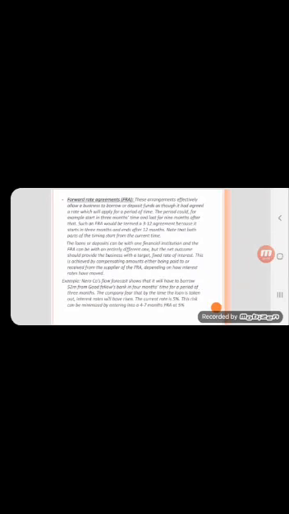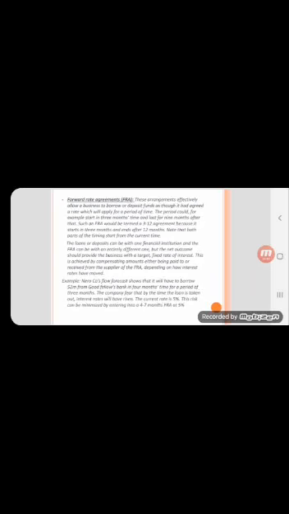Next, the loan or deposit can be with one financial institution and the FRA can be with an entirely different one, but the net outcome should provide the business with its target, the profit of the business.